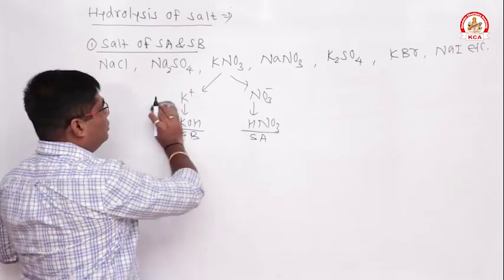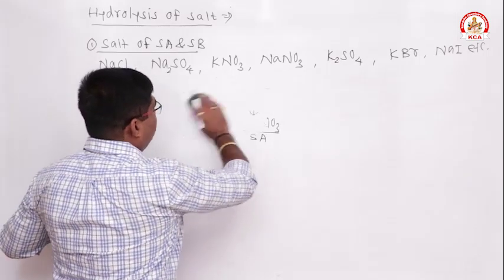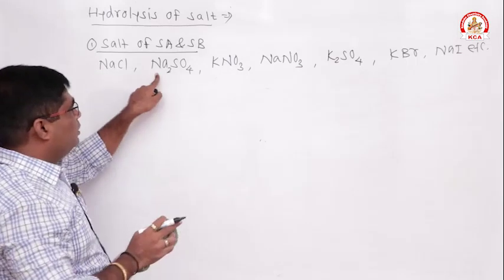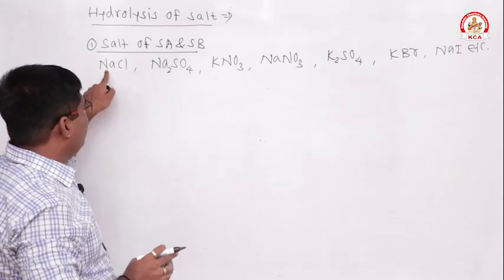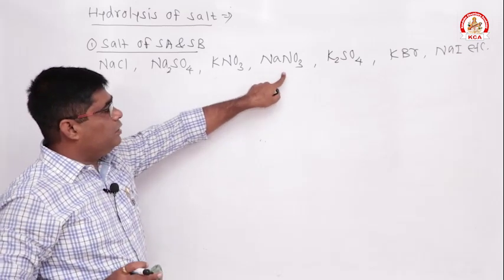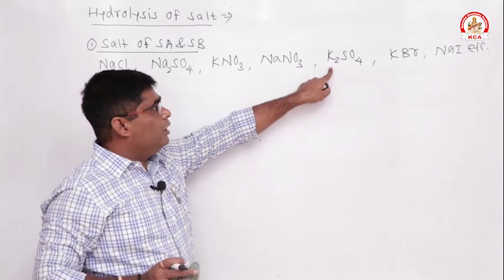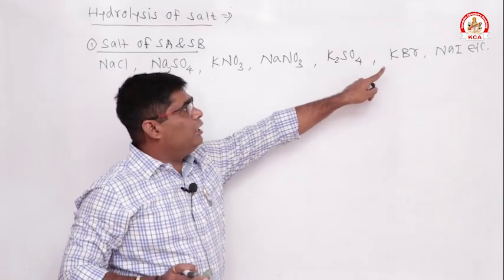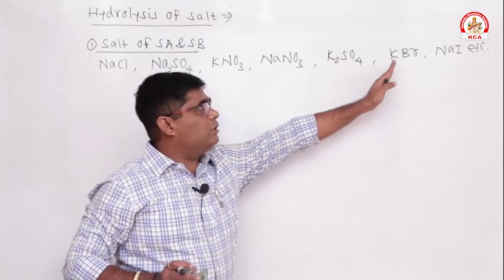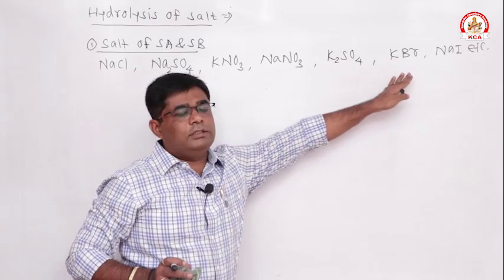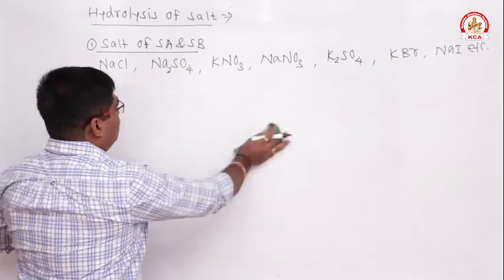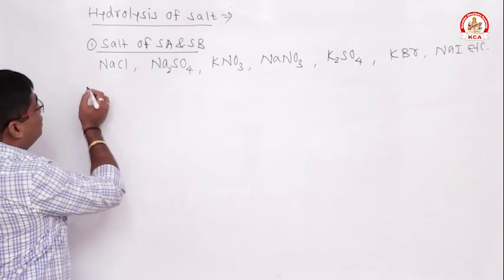सॉल्ट ऑफ स्ट्रॉंग ॲसिड अँड स्ट्रॉंग बेस म्हणजेच KNO3, it is KOH and HNO3, Na2SO4 is NaOH and H2SO4, NaCl is NaOH and HCl, NaNO3 is NaOH and HNO3, K2SO4 is KOH and H2SO4, KBr is KOH and HBr. म्हणजे बेस असेल तर याचा स्ट्रॉंग बेस KOH, ॲसिड असेल तर स्ट्रॉंग ॲसिड HBr. These are the examples of salt of strong acid, strong base.